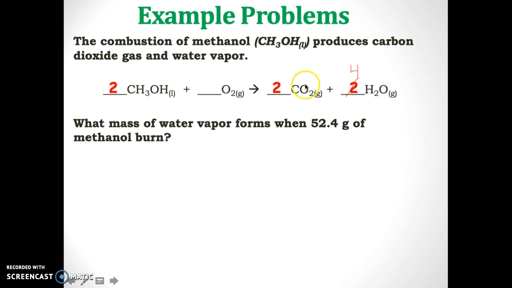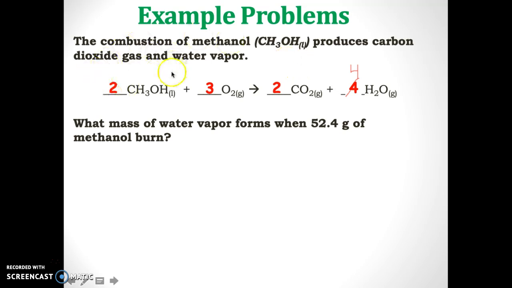And now I last have oxygen. Oxygen on my product side, there's 4 here and 4 here. That's 8. On my reactant side, I have 2 here and 2 here. That's 4. It's not balanced. So 2 plus what equals 8? Well, hopefully you can say 2 plus 6 equals 8. And now I have my balanced chemical equation with 2 carbons, 2 carbons, 8 hydrogens, 8 hydrogens.